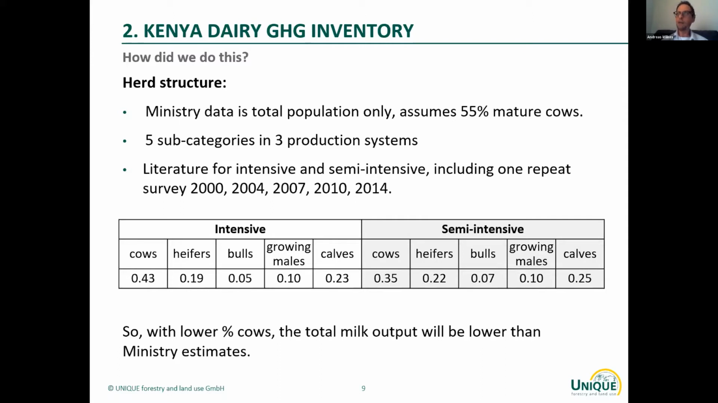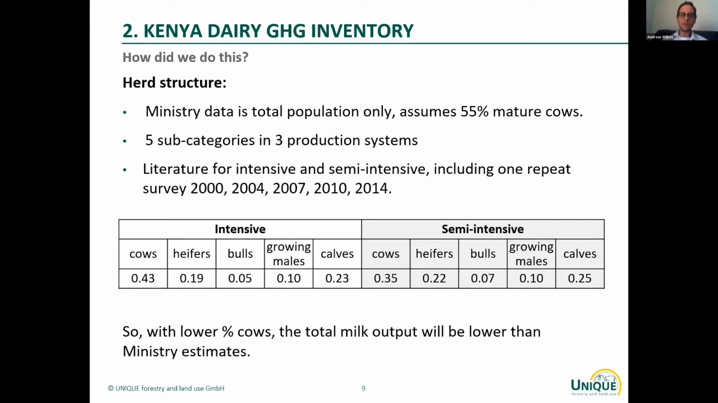and that they have an average lactation yield of about 1,800 liters per year. Instead of using those standard coefficients, which have not changed since the 1990s, we used the literature values, including one study where a repeat survey had been done at several points throughout the early 2000s. And we used that to estimate the herd structure in the different production systems.